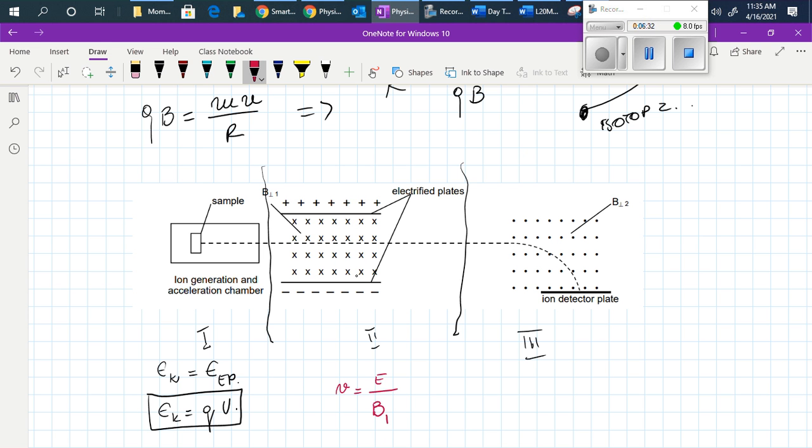So this is the velocity selector, and here we have the accelerator. And what we have on the third part is separation, ion separation.